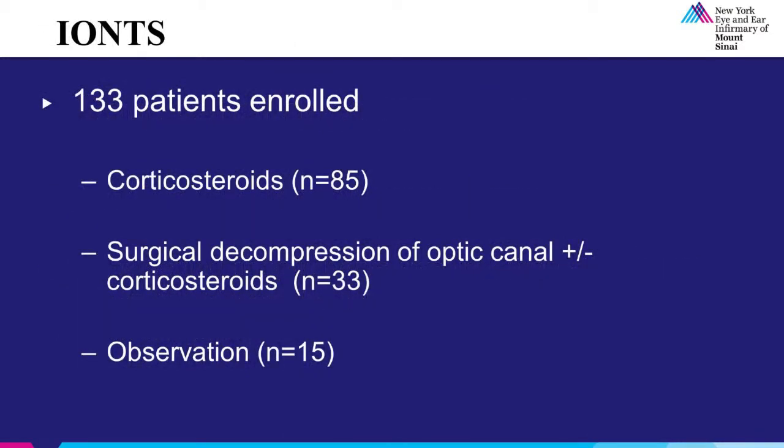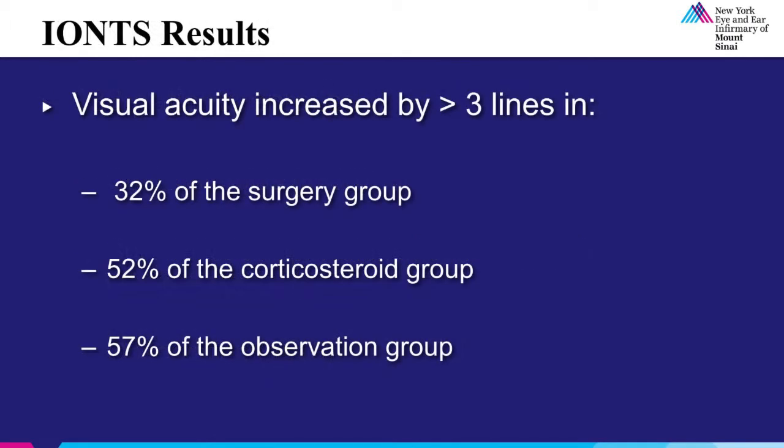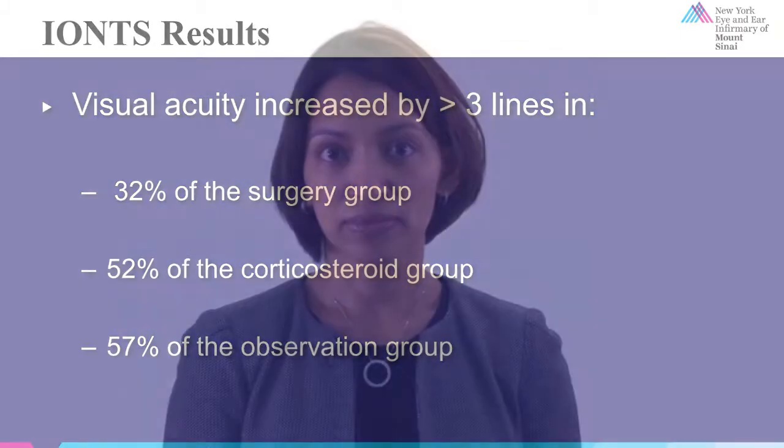In the International Optic Nerve Trauma Study, 133 patients were enrolled. 85 patients received corticosteroids. 33 patients underwent surgical decompression of the canal with or without steroids. The remaining 15 patients underwent observation only. The results of the IONTS showed that visual acuity increased by greater than 3 lines in 32% of the surgery group, 52% of the corticosteroid group, and 57% of the observation group.